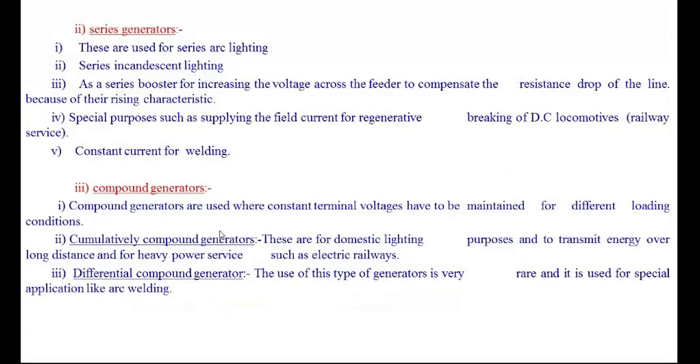Okay, in this video we discussed the DC machines and transformers subject, Unit 1, DC generator. We discussed the principle of operation of the DC generator, the EMF equation of the DC generator, types of DC generator, armature reaction and its effects, characteristics of the DC generator, and finally the applications of the DC generator.